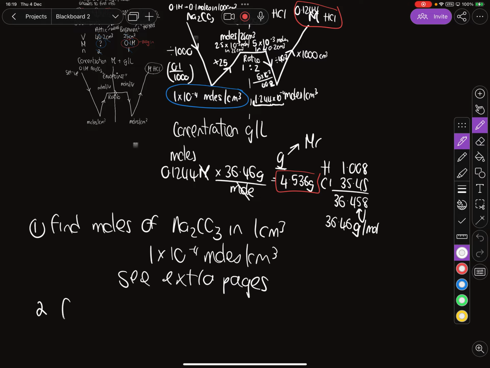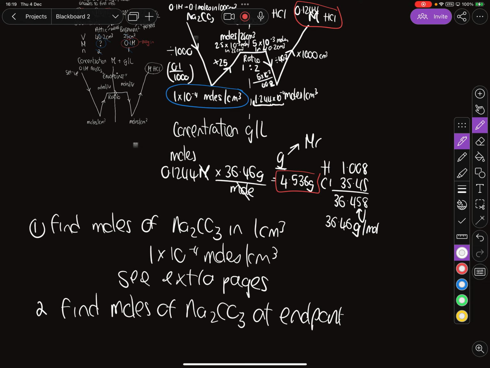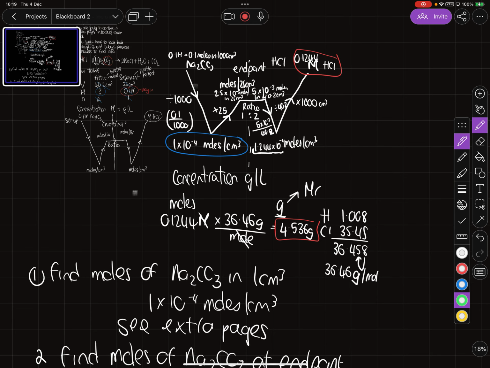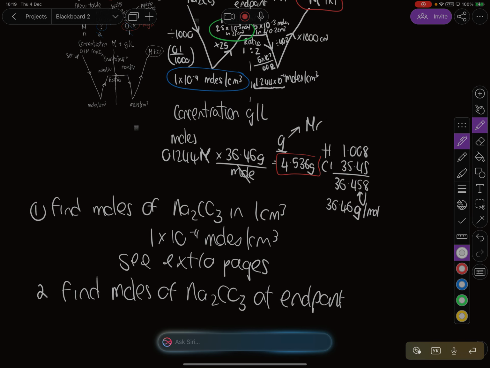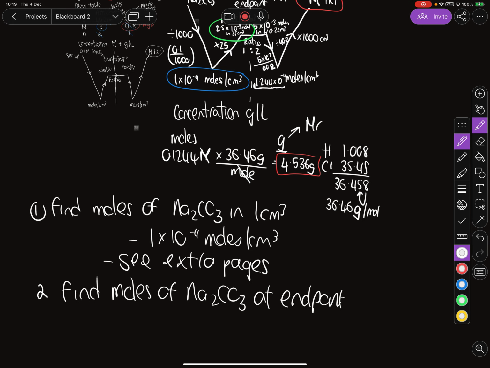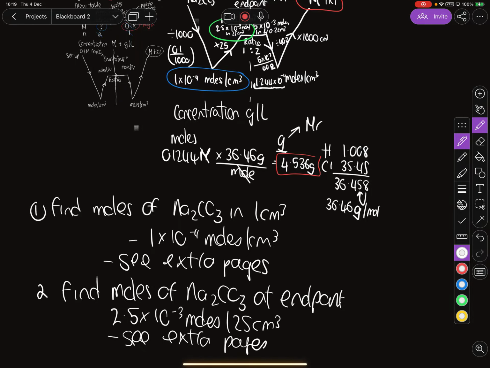The next question that normally would be a logical follow-on from it is find moles of Na2CO3 at the end point. Okay, and you've found that already. So when you go back into your thing, then that's this little portion up here. That is my moles of sodium carbonate at my end point. So you go back to wherever it says the question, and you are going to write in your answer. So 2.5 by 10 to the minus 3 moles per 25 centimeters cubed, and you're going to write see extra pages. So now we're telling them where they can find their answers.